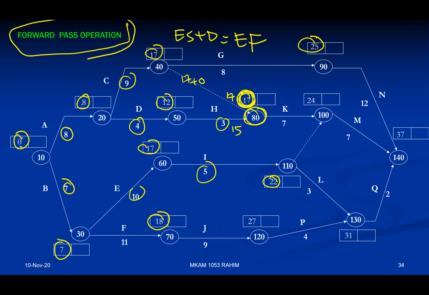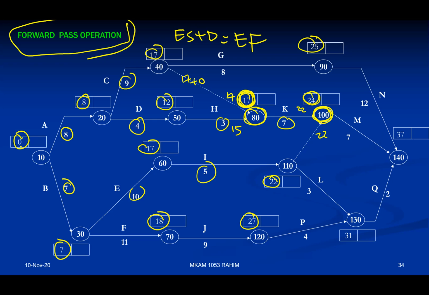All right. How about J? 18 plus 9 equals 27. Okay. Now for this node, there are two arrows going in. One is dummy, another one is K. So remember how to evaluate each of them. 17 plus 7 equals 24. 22 plus 0 equals 22. The bigger value is 24. Okay, 24 is here. This is where we put the bigger value.